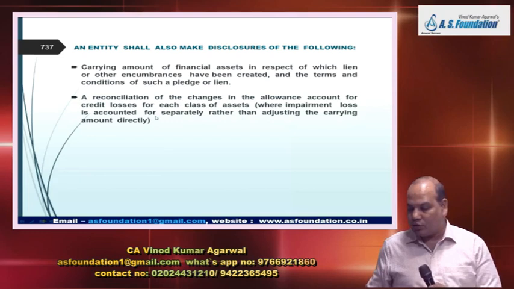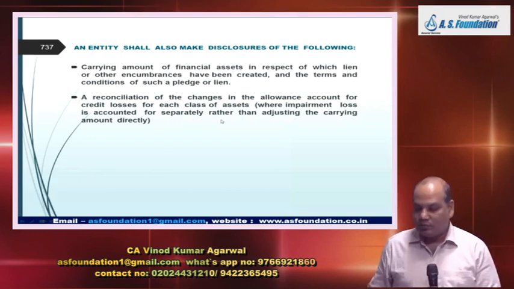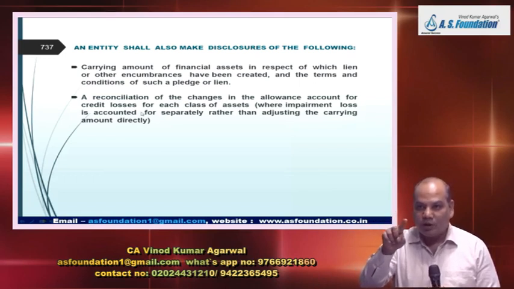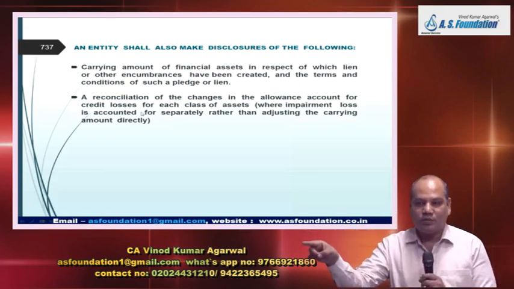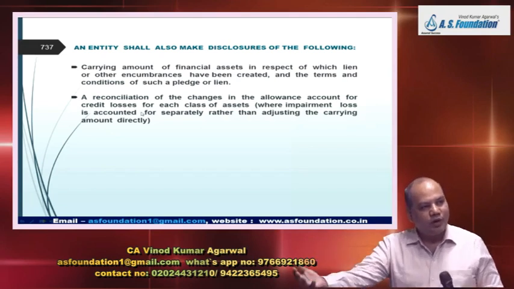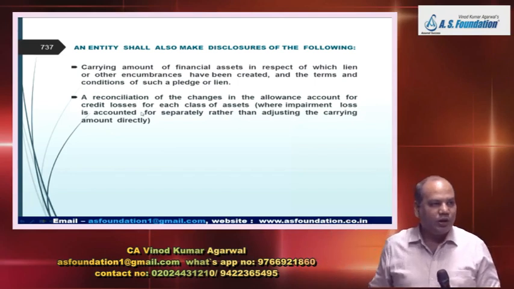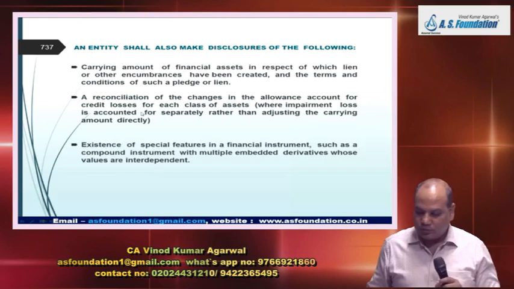Where impairment loss is accounted for separately rather than adjusting the carrying amount directly. So instead of directly reducing debtor account, what we do here, we pass an entry. We have done that. P&L account debit to loss allowance account. And again at the end of the year, we'll do the calculation. Every year we'll do the calculation. So you have to reconcile the opening and closing balance of loss allowance account.